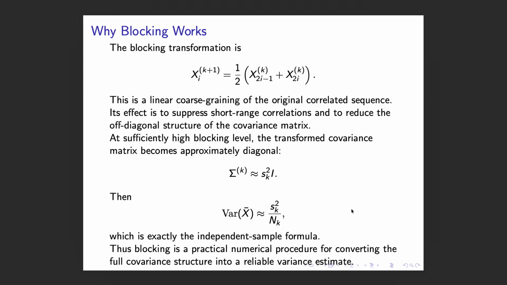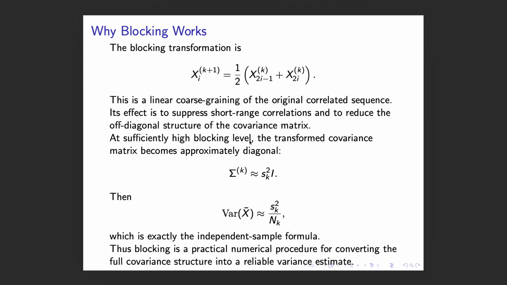So the blocking transformation which we are dealing with is the one which we mentioned before the break. This is a kind of coarse graining of the original correlated sequence. The effect is that you suppress short-range correlations. You can see that if you take some of the examples we have in the Jupyter notebook on the random number generator. It reduces the off-diagonal structure of the covariance matrix.